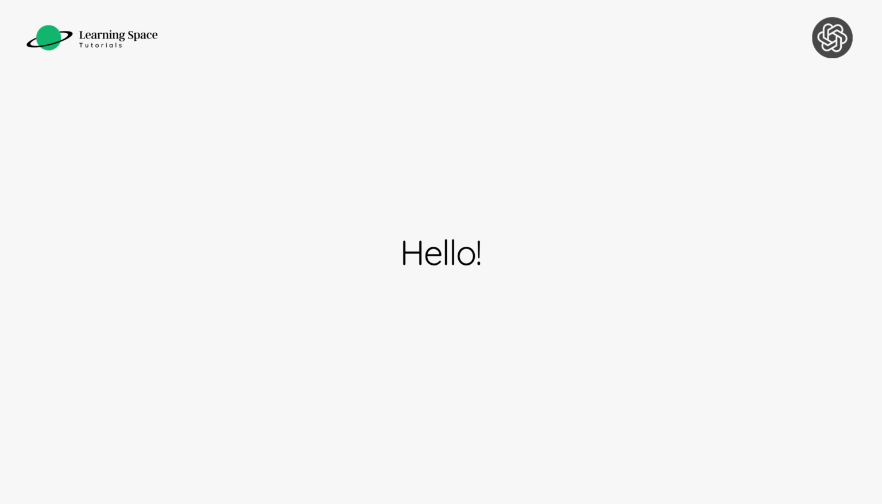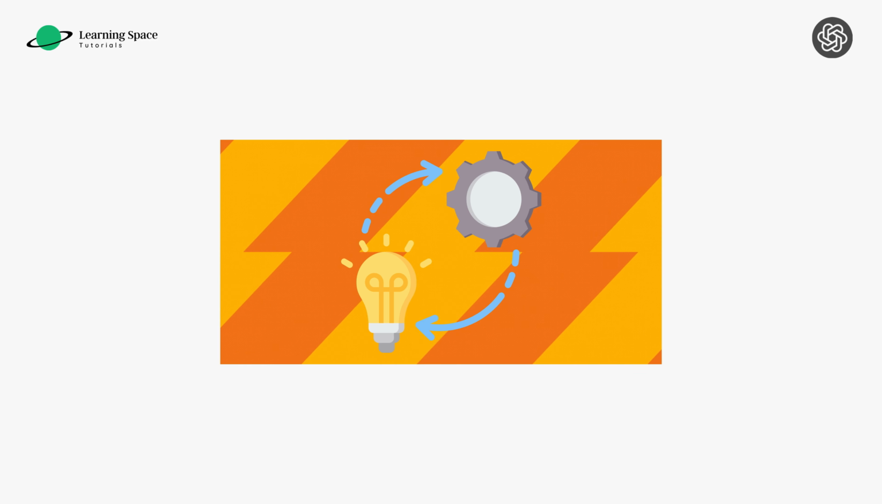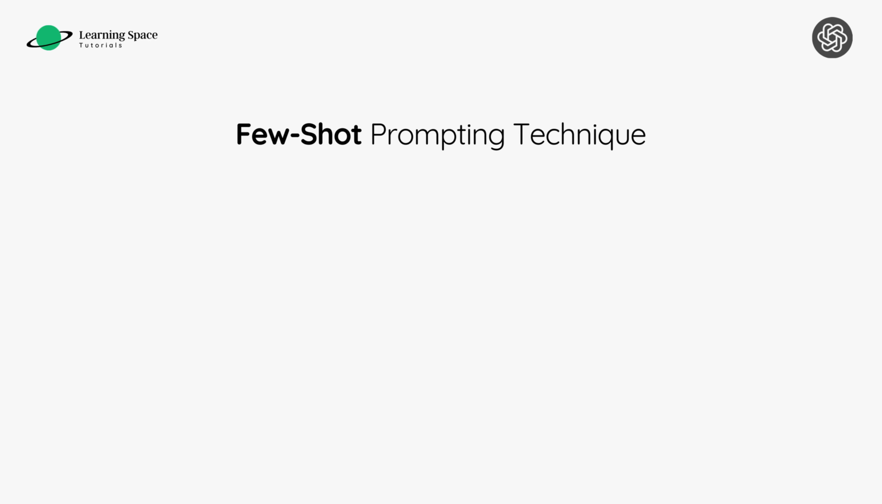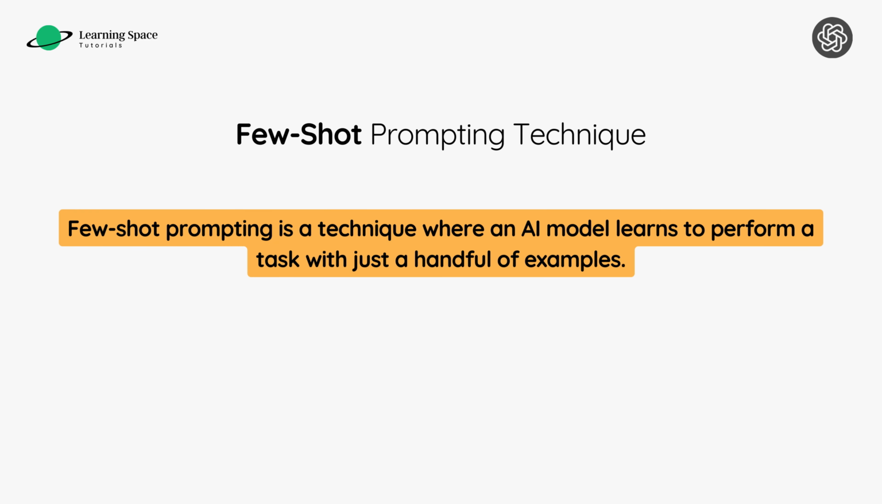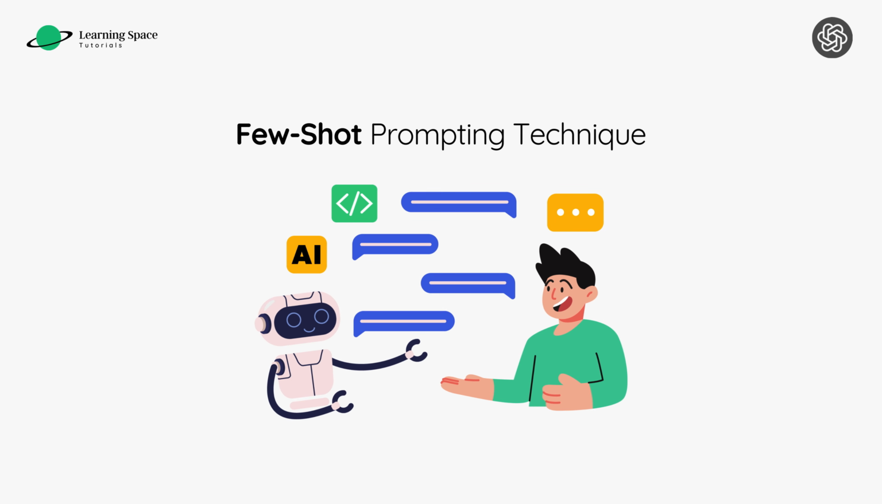Welcome to this video. In this lesson, we are going to learn about few shot prompting. We have been learning about a lot of techniques, and few shot prompting is one of the techniques of prompting where an AI model learns to perform a task with just a handful of examples. This is super useful when you have limited data. Few shot prompting helps the model understand the task through contextual learning by presenting examples within the prompt.